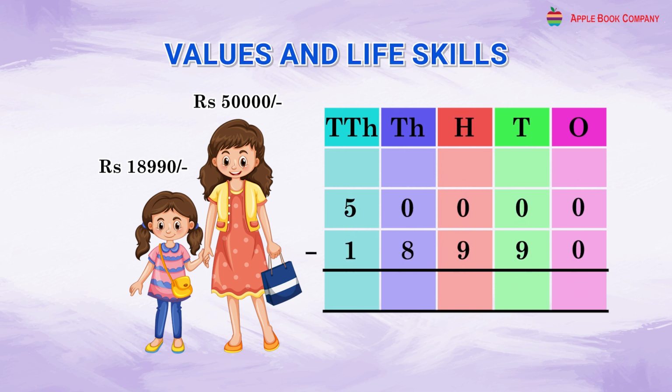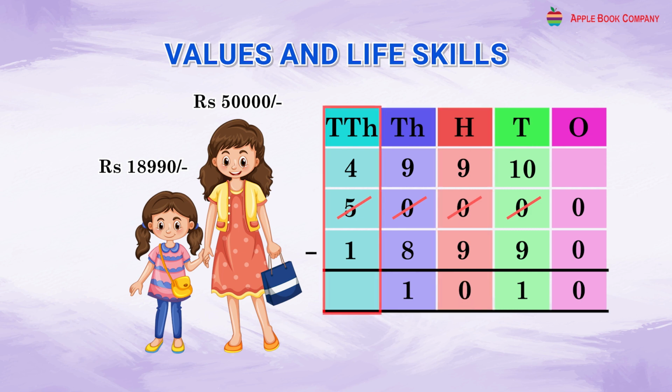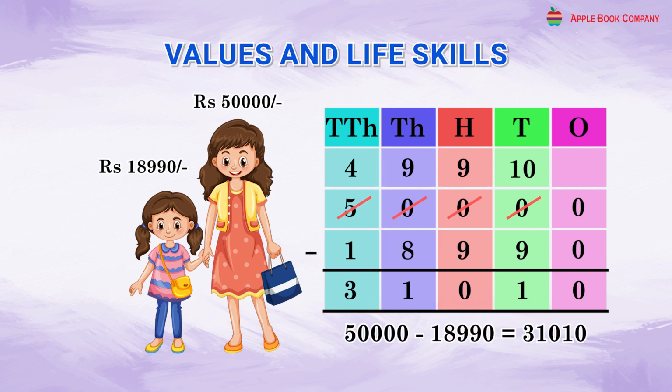18,990 from 50,000. Starting from the ones, 0 minus 0 is 0, and on tens, 0 minus 9 is not possible. On hundreds we have 0, so go back to thousands to borrow. Thousands have 0, so from 10,000, if you borrow 1, on tens it becomes 10 minus 9, which is 1. On hundreds, we have 9 already, so 9 minus 9 is 0, and 9 minus 8 is 1, and 4 minus 1 is 3. The answer is the difference of these two numbers. The value we learned here is sharing and caring.